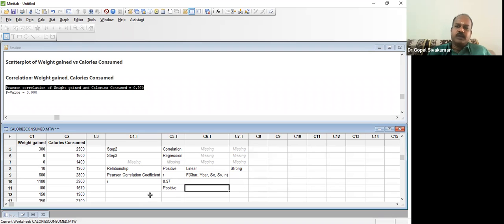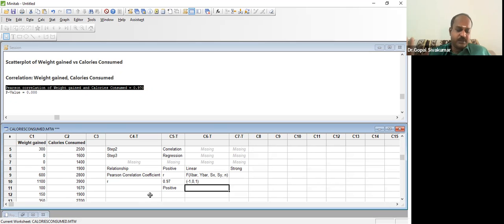Now the R value generally lies between -1 and +1. The center value will be 0. When it is -1, it means the relationship is on the negative side. I would have said negative here. I have said positive because it is on the positive side. And if it is close to 0, it means no relationship, close to 0.